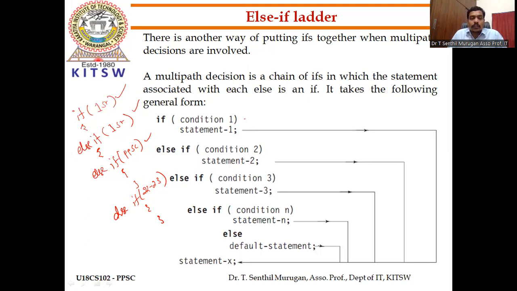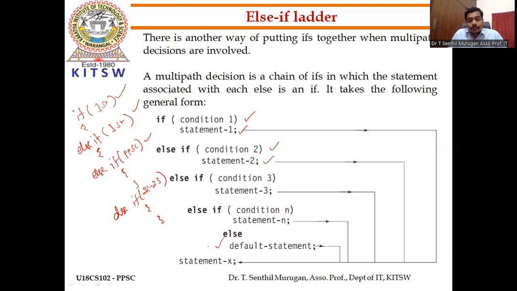If condition 1 is true, statement 1 will be executed. If condition 2 is true, then statement 2 will be executed. Otherwise, if a condition has failed, it will check the second condition. If that fails, it will check the third condition, and if that fails, it will go on checking the next condition, up to n number of conditions. Only when all the conditions fail can we do the default statement.